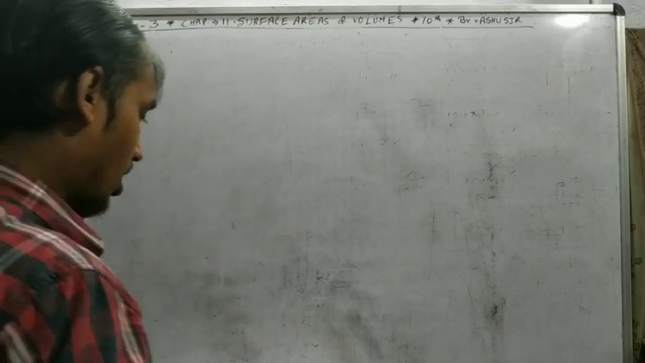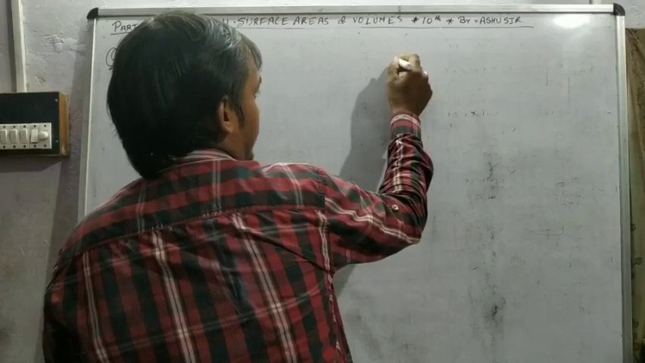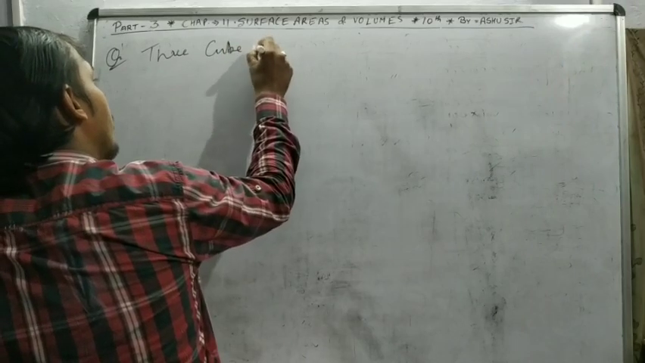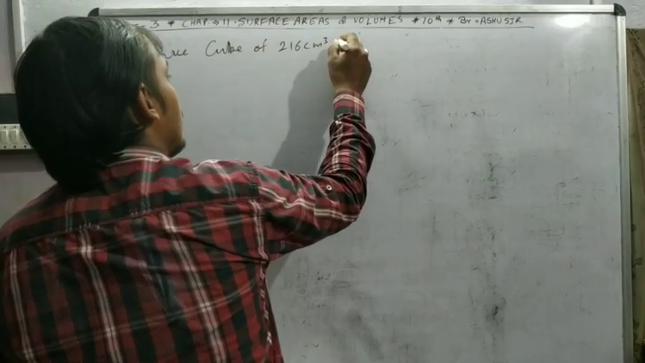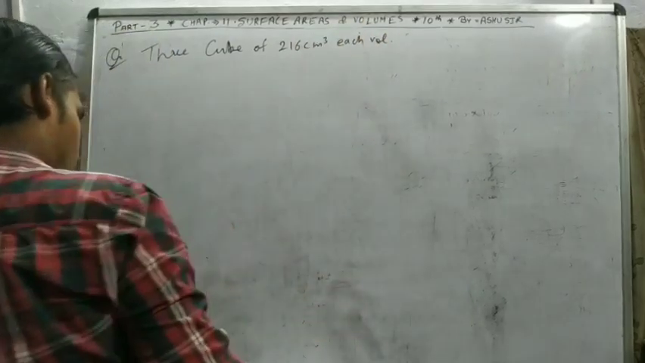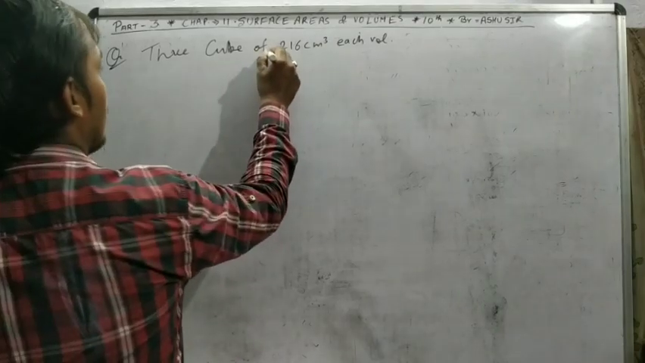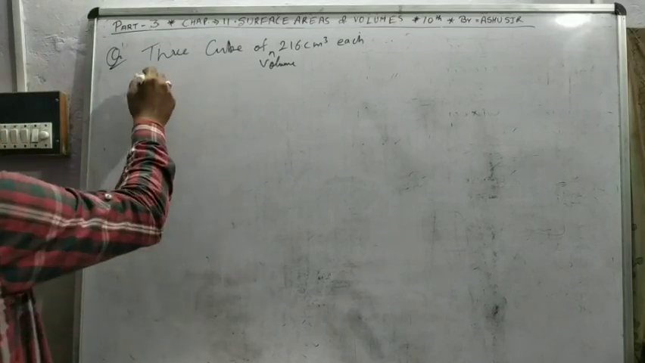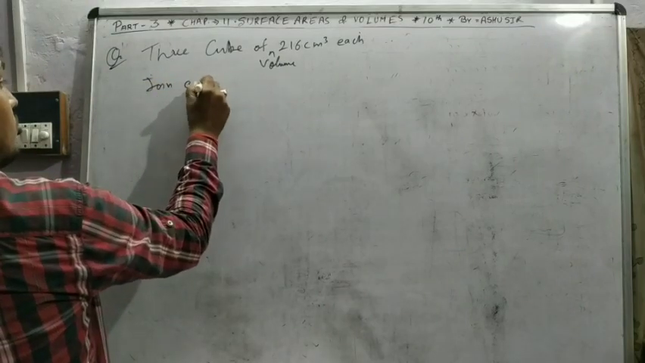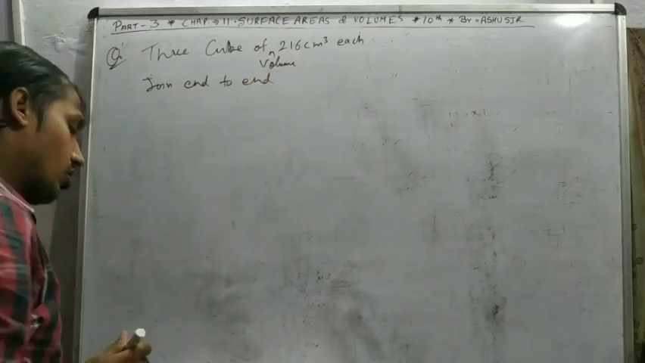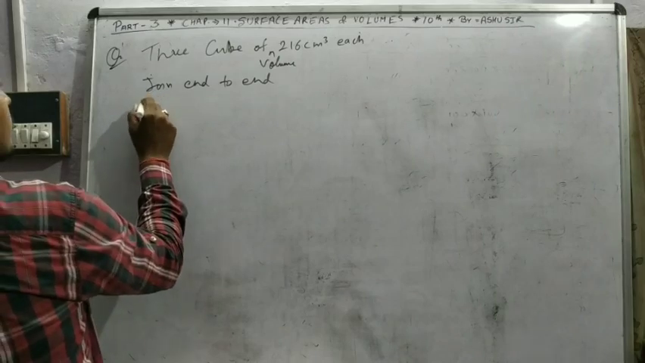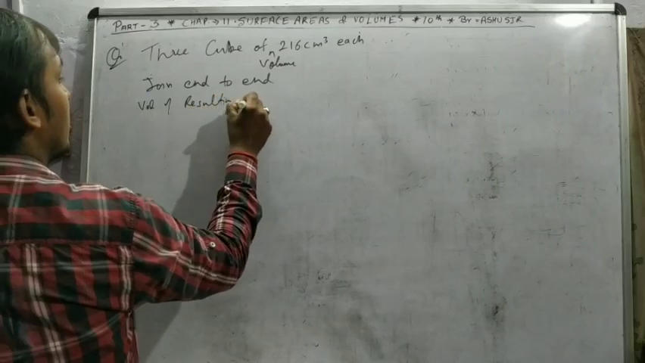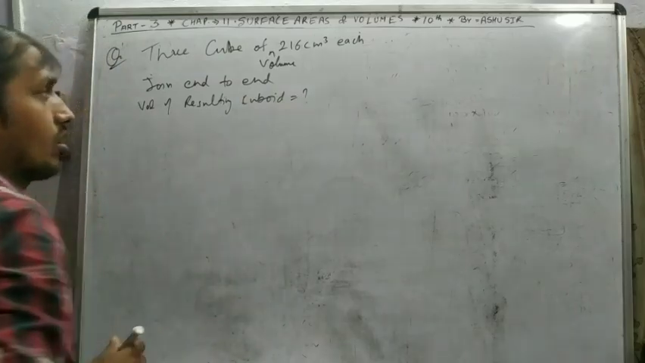Some basic question. If I say 3 cubes, each of volume 216 centimeter cube, are joined end to end, find the volume of the resulting cuboid. So let's see.